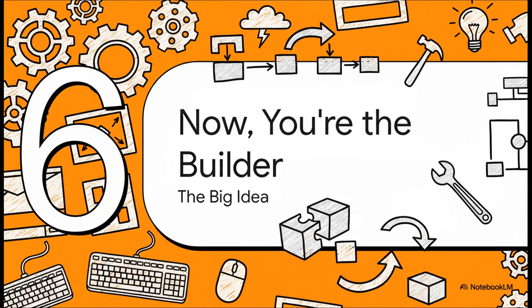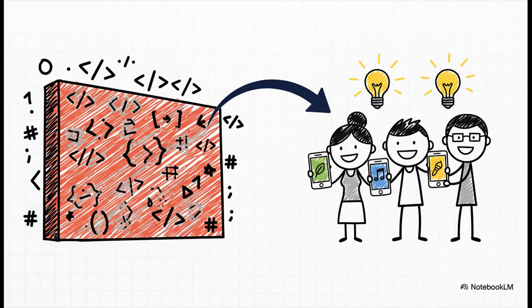So after seeing all of this, let's zoom out a little. What's the really big idea here? Well, it's about a fundamental shift in who gets to be a builder in the first place. This right here is the most important takeaway. Tools like Opal are basically democratizing software. For decades, the power to build things was locked behind this huge wall of code. Now, that wall is starting to crumble. If you have an idea, you have a way to build it.